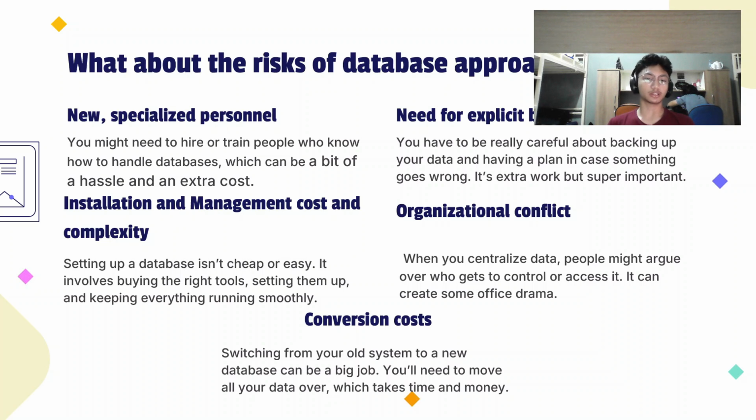The third one is conversion cost. Switching from your old system to a new database can be a big job. You'll need to move all your data over, which takes time and money. The fourth one is need for explicit backup and recovery. You have to be really careful about backing up your data and having a plan in case something goes wrong. It's extra work, but super important. The fifth one is organizational conflict. When you centralize data, people might argue over who gets to control or access it. It can create some office drama.